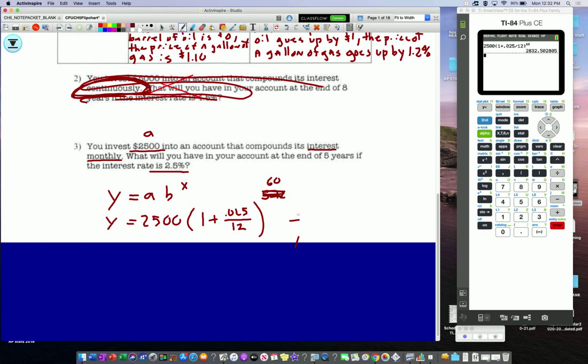So, after 5 years, we will have $2,832.50. All right, that takes care of your homework assignment.